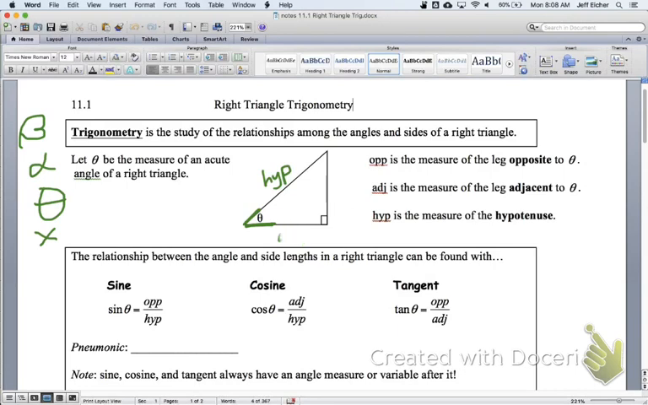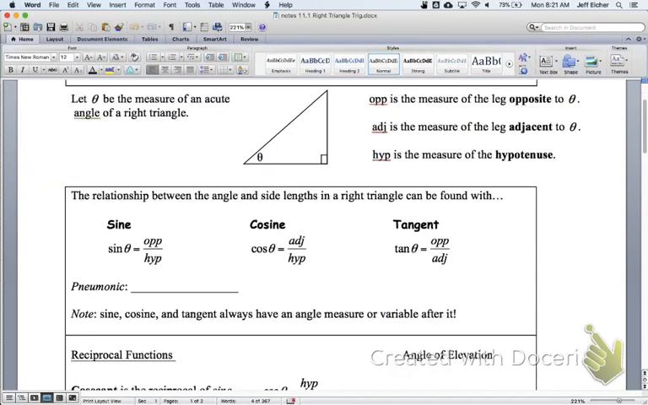So let me just switch it up a little bit. What if our angle was up here? We'll call it alpha. Now the opposite side changes. The opposite's down here. It used to be the adjacent side of theta. Now it's the opposite side to the angle alpha. And then the adjacent leg, the adjacent side to alpha would be right there. So it's really important that you can identify which one's which.